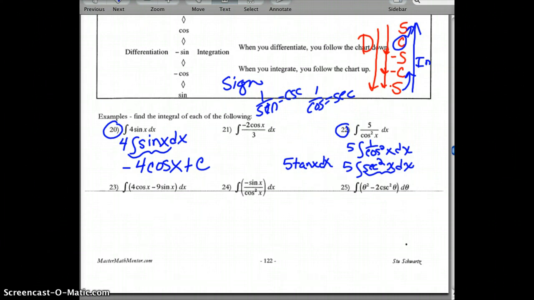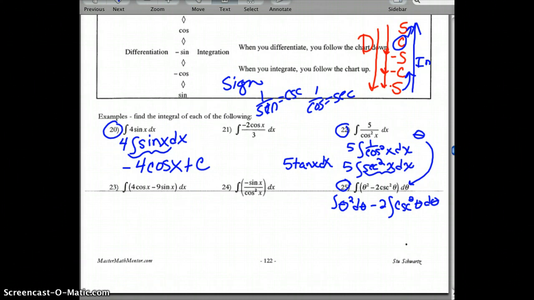Let's do one more of these. Let's go take a look at 25. You might be wondering whether theta in this case is a constant or a variable, but remember this right here gives you your variable of integration. So you're to view theta as a variable that's changing. It's an angle that's changing, but a variable nonetheless. So I can split these up into theta squared d theta minus 2 times the integral of cosecant squared theta d theta.